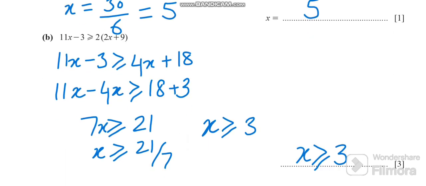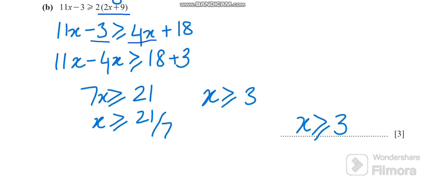Part B states: 11x minus 3 is greater than or equal to 2 brackets open 2x plus 9. First we will expand these brackets and we will write 2 times 2 is 4x plus 2 times 9 is 18. Then we will move 4x to the left side and we will bring minus 3 to the right side. So 11x minus 4x is greater than or equal to 18 plus 3. So on the left side we have 7x and on the right side we have 21.